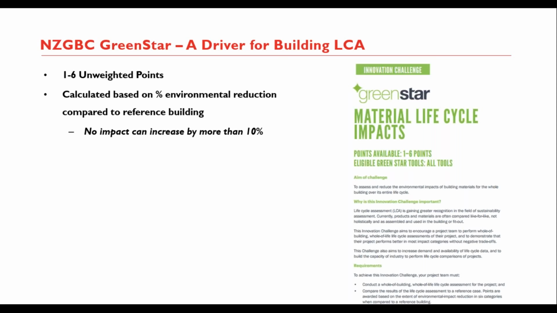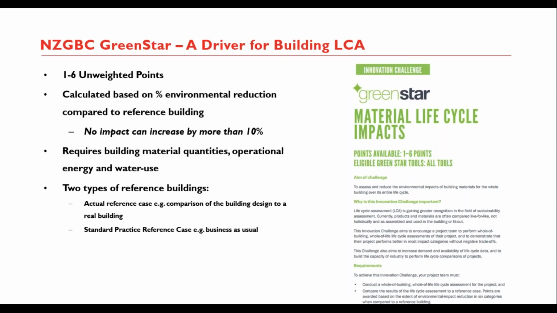The innovation challenge points are calculated based on the percentage of environmental reduction compared to a reference building. This is across all of the 7 environmental indicators calculated in LCA Quick. One of the requirements of this is that no one impact can increase by more than 10%. The calculation inputs required to do an LCA on a building are material quantities, operational energy, and water use.